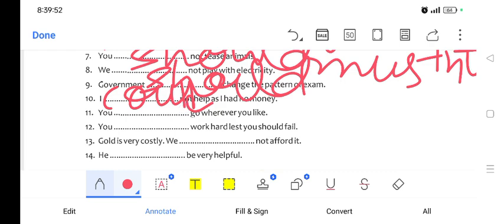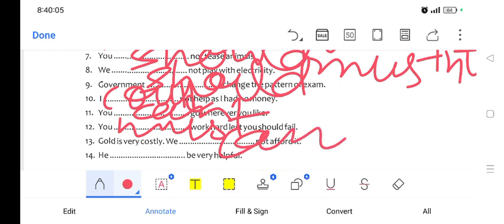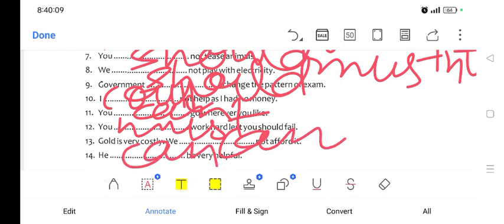You can go wherever you like. Next, you must work hard lest you should fail. Gold is very costly. We cannot afford it. He can be very helpful. Now the next one, tryout 5.